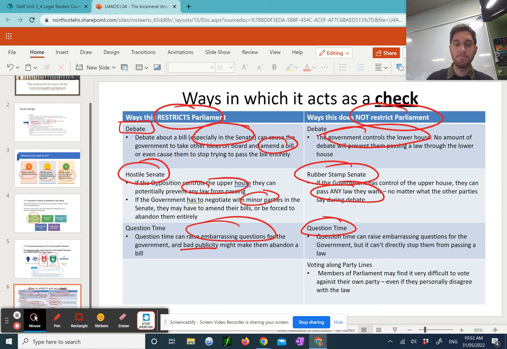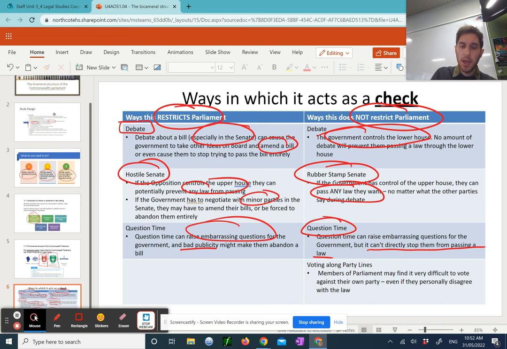We won't pass it. On the other hand, thinking about the weaknesses here, yes, question time can raise embarrassing questions for the government, but it's not going to do anything to directly stop them from passing a law. So it's not exactly a really hard check. All right, it's not going to stop them from passing a law directly.